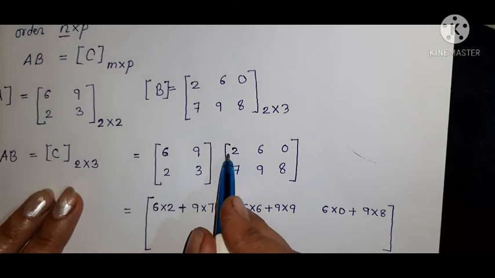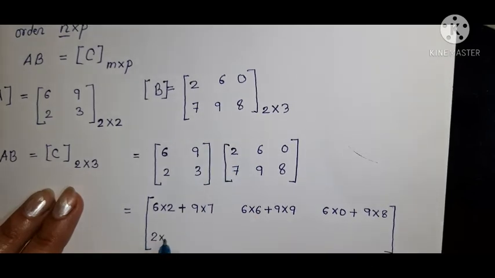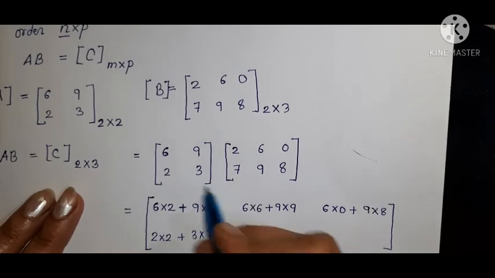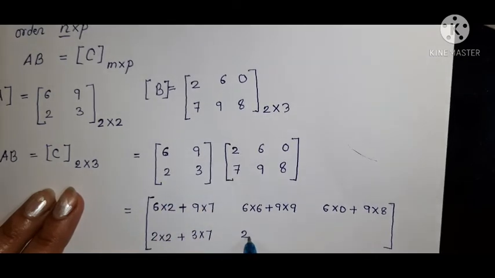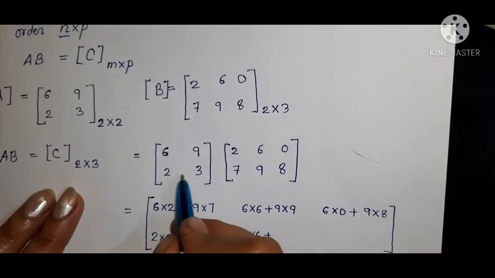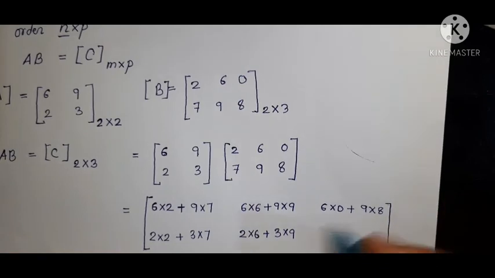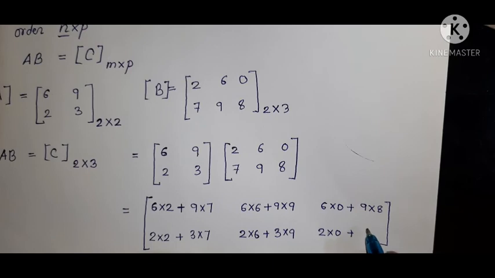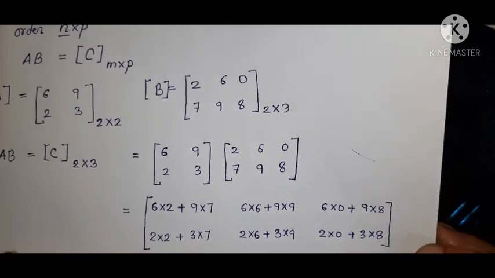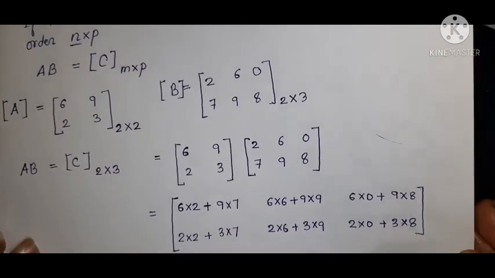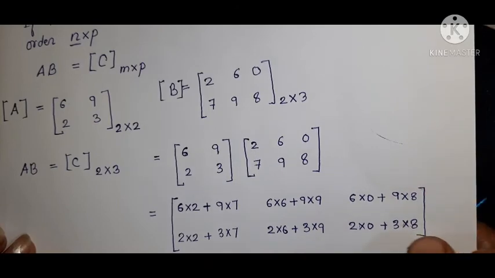Second row, 3 columns. Next 2 into 2 plus 3 into 7, 2 into 6 plus 3 into 9, 2 into 0 plus 3 into 8. So this is the process. Now we have to just find out the result.